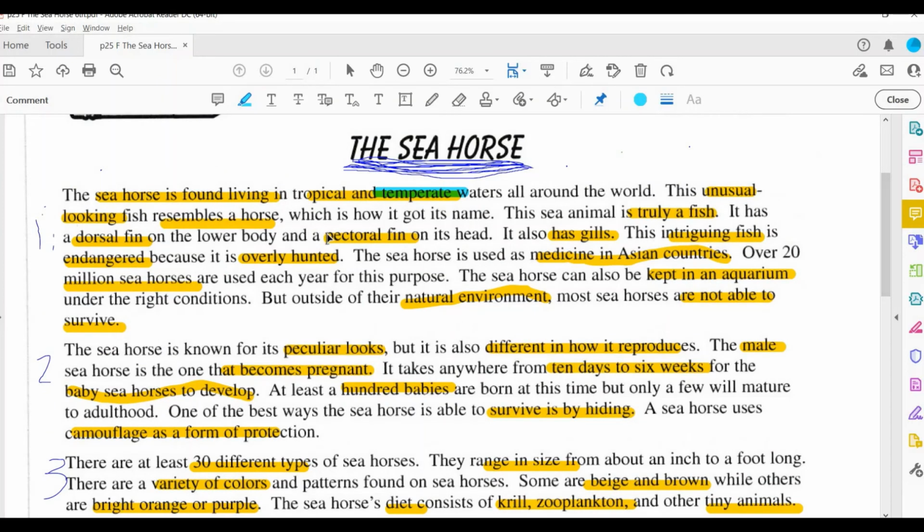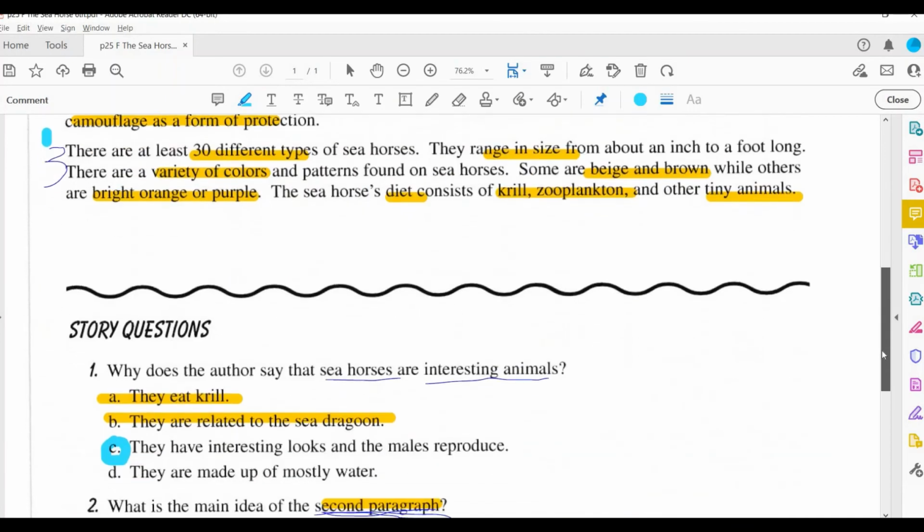Because look, they talk about the looks in paragraph 1. They talk about the looks in paragraph 3. And then in paragraph 2, it talks about the males reproducing. And the author said it's an intriguing fish, which means it's an interesting fish.